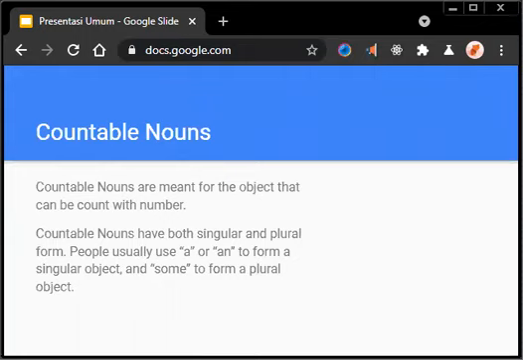Now we'll talk about countable nouns. Countable nouns are meant for objects that can be counted with numbers. Countable nouns have both singular and plural forms. People usually use a or an to form a singular object, and some to form a plural object.